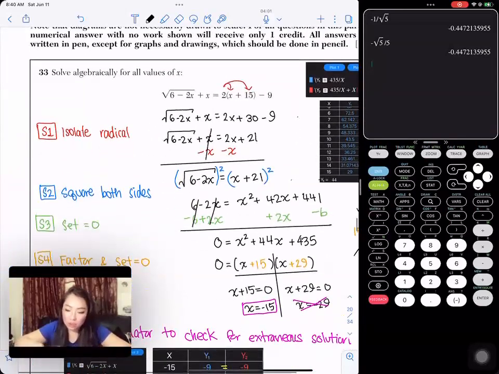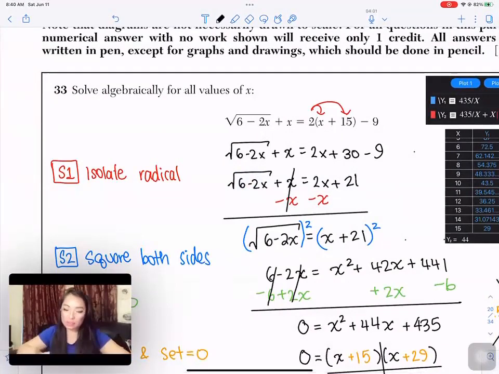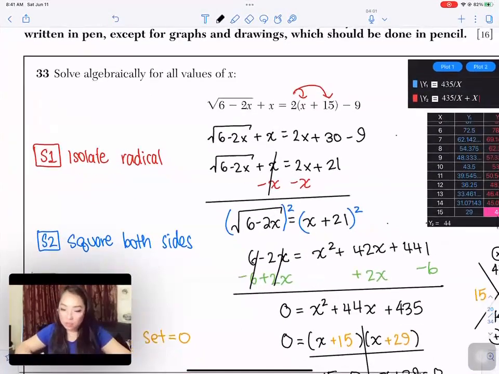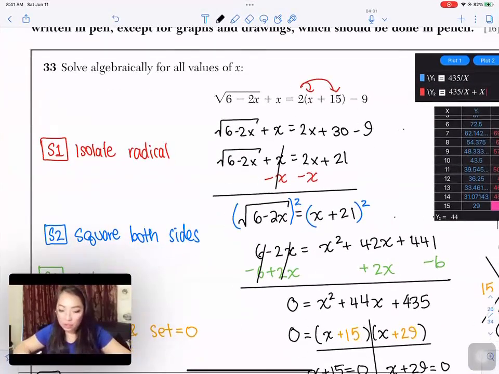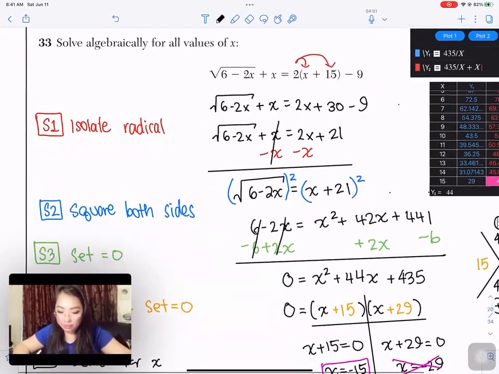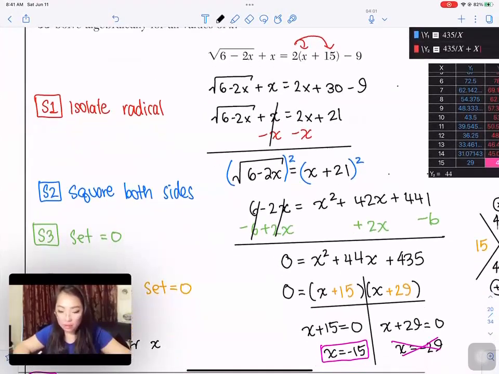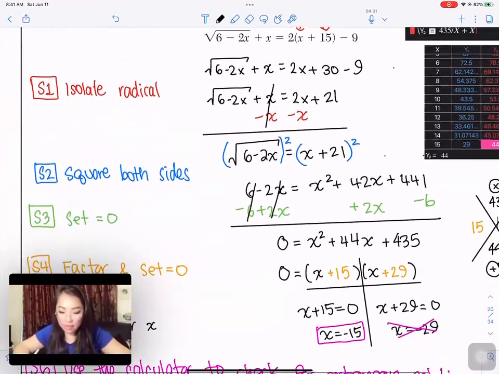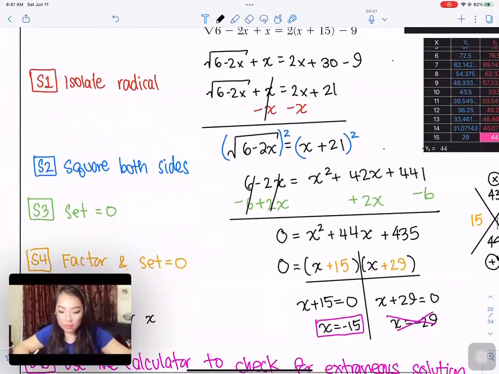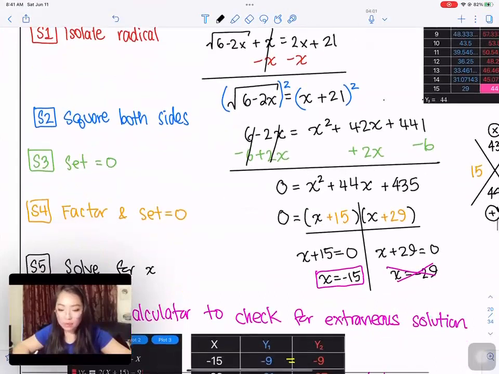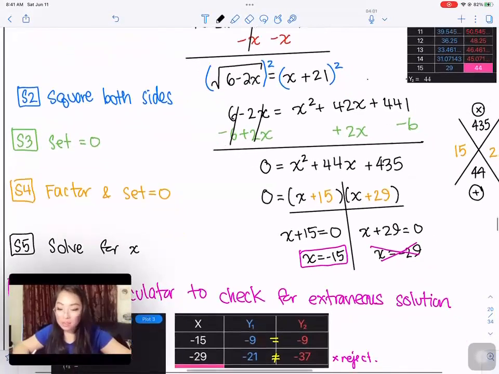You know what? I'm just gonna get rid of this calculator so you can see it in the big screen. So you're distributing the 2, then you're subtracting the x on both sides, and you get x plus 21. Now that you've isolated the radical, you're going to square both sides. Then you're going to set the equation equal to 0, because it's a quadratic. And with quadratics, we can factor or use the quadratic formula. But factoring is the easiest.